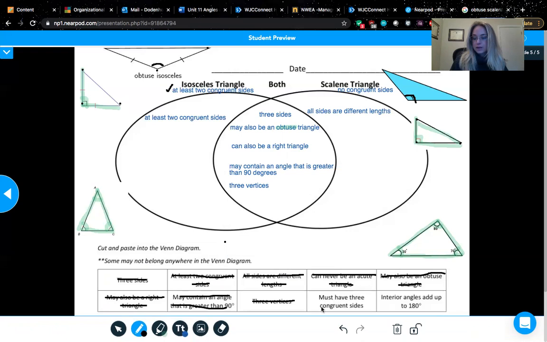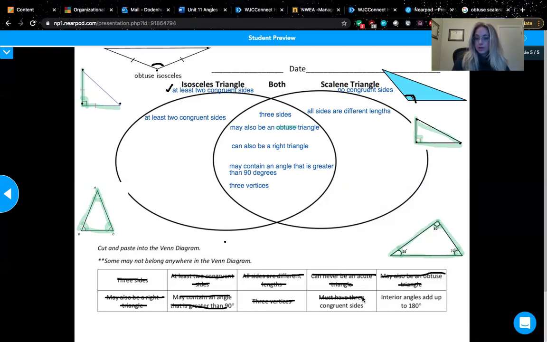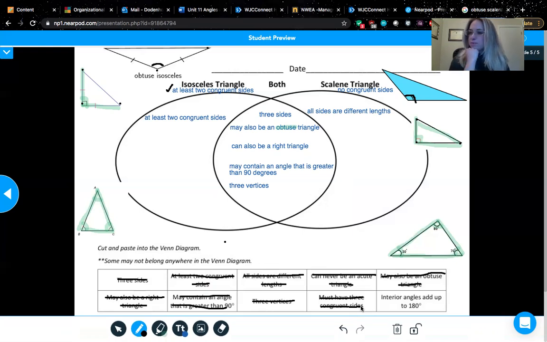Must have three congruent sides. Where did you put that one? Nowhere. Isosceles triangles, the definition is at least two congruent sides. Scalene triangles have no congruent sides. Must have three congruent sides. What type of triangle is that describing?